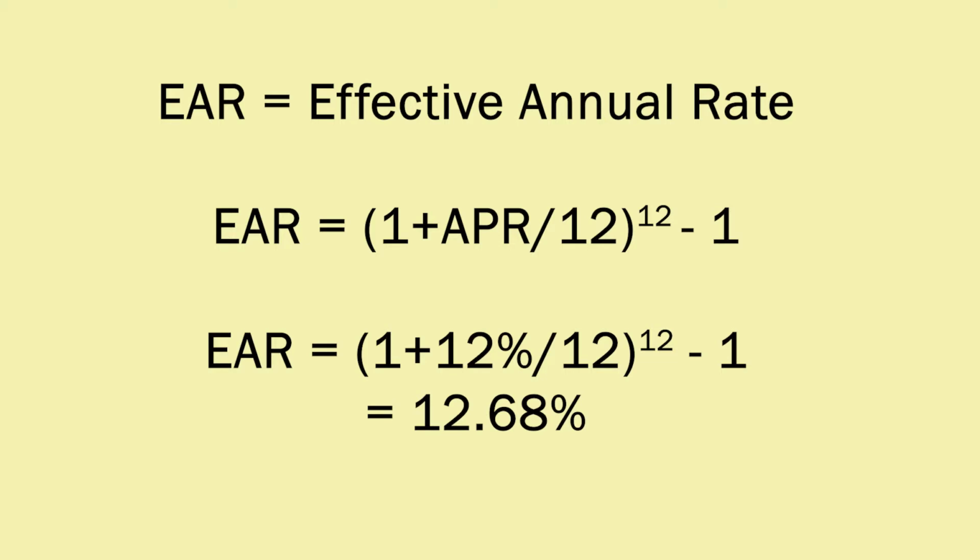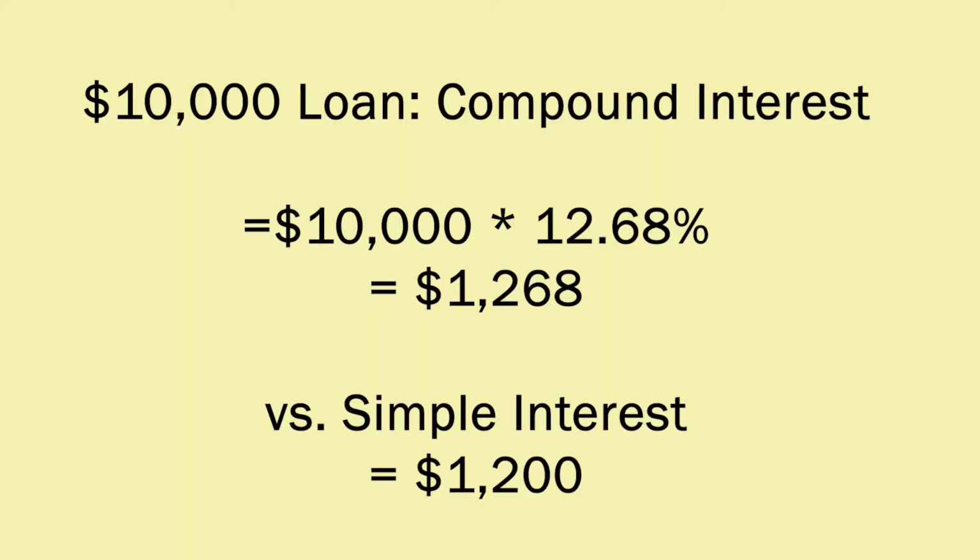If you were to compound 1% per month and pay nothing, at the end of the year, you would owe $1,268 on your loan rather than $1,200 if it was a simple interest loan. And that's on top of the $10,000 that you borrowed. This formula can be applied to find the effective annual rate for any rate and any period of time.